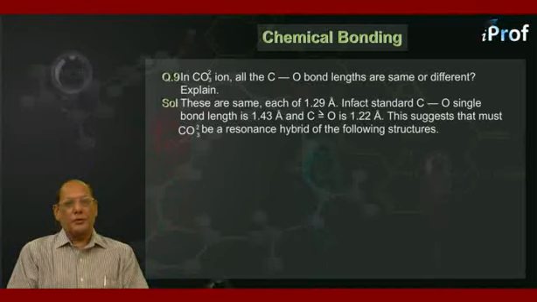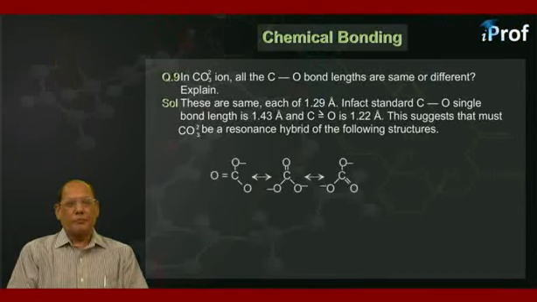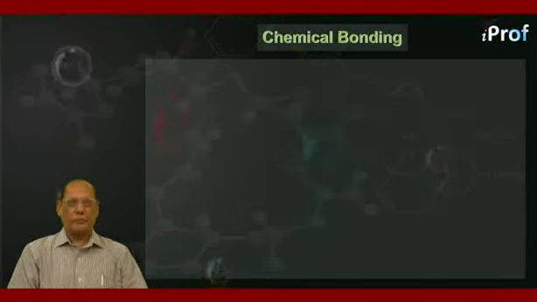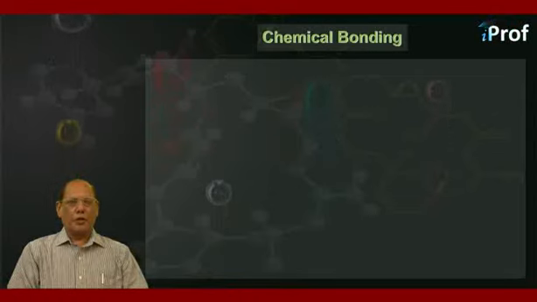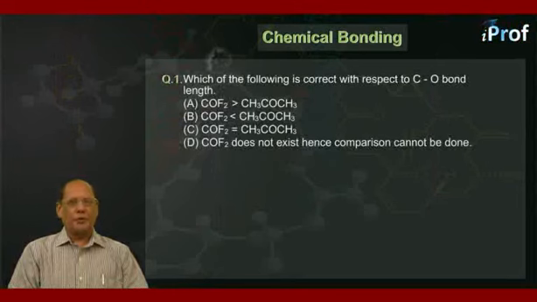This suggests that the carbonate ion must be a resonance hybrid of the following structures. The three structures are given here. Now we shall deal with some objective questions. So here is question number 10.